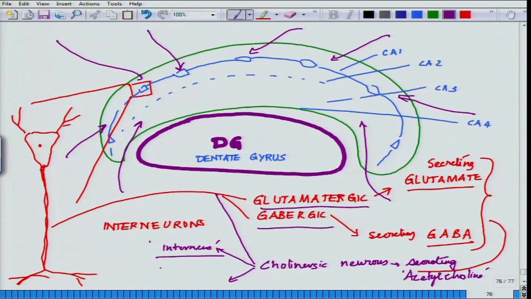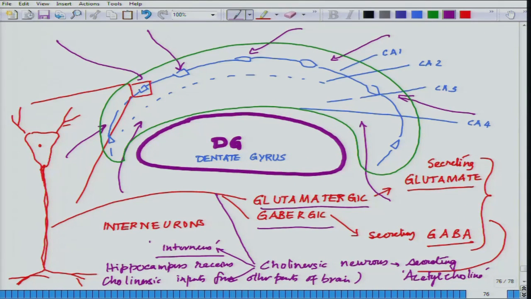So, in other words, let me put it there. Okay. The hippocampus receives cholinergic inputs from other parts of the brain. So, the cholinergic inputs what you see, the hippocampus receives.